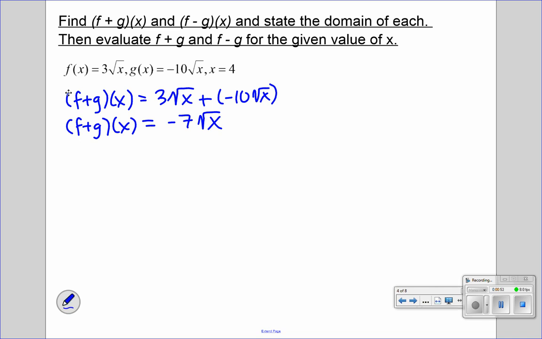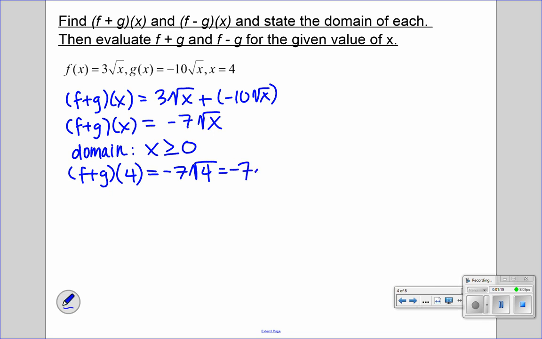Well, what we have to ask ourselves is, what can't x be? Well, we know that x cannot be a negative number. So for the domain for this, x has to be greater than or equal to 0. Next, we're going to evaluate f plus g of 4. So we're going to plug that in. We have a negative 7 square root of 4, which gives us negative 7 times 2. And that gives us negative 14. So those are our answers right there.